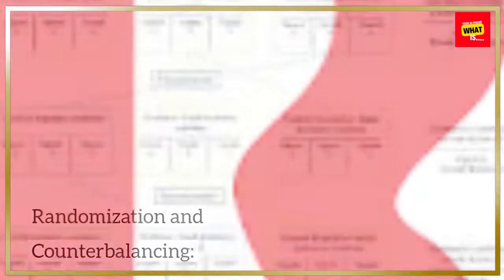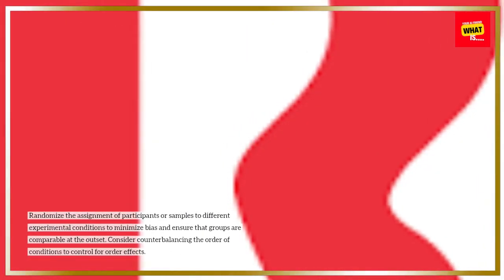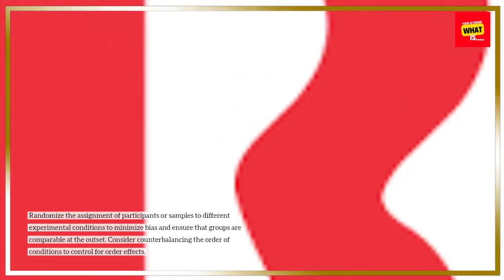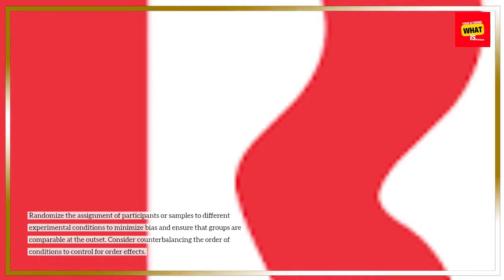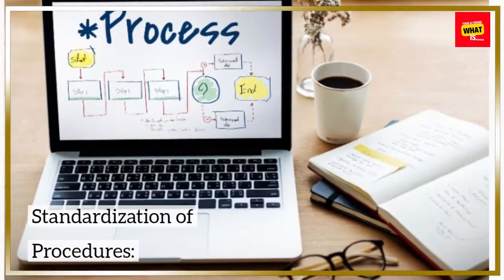Randomization and counterbalancing. Randomize the assignment of participants or samples to different experimental conditions to minimize bias and ensure that groups are comparable at the outset. Consider counterbalancing the order of conditions to control for order effects.